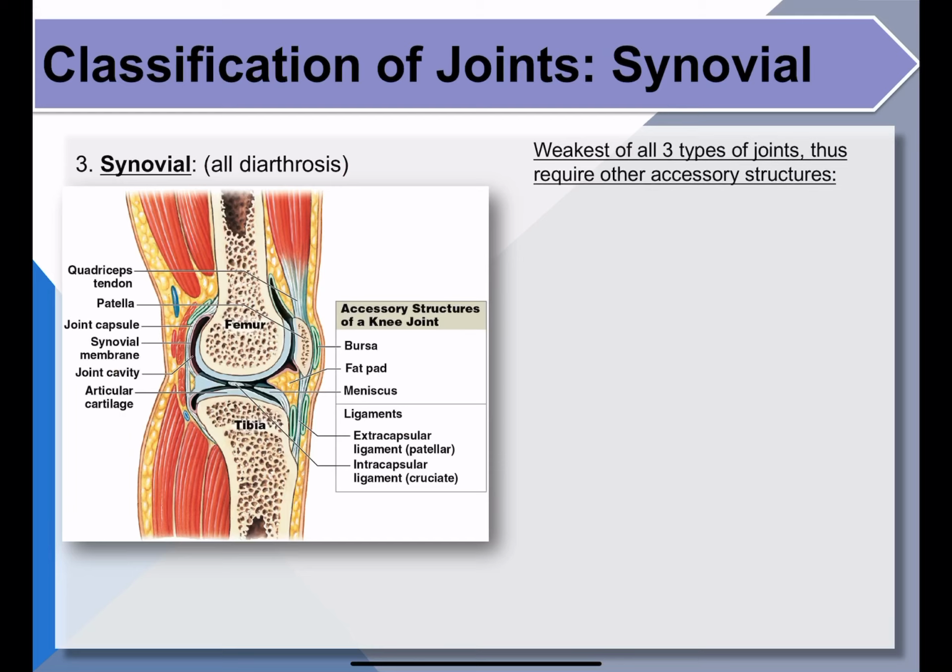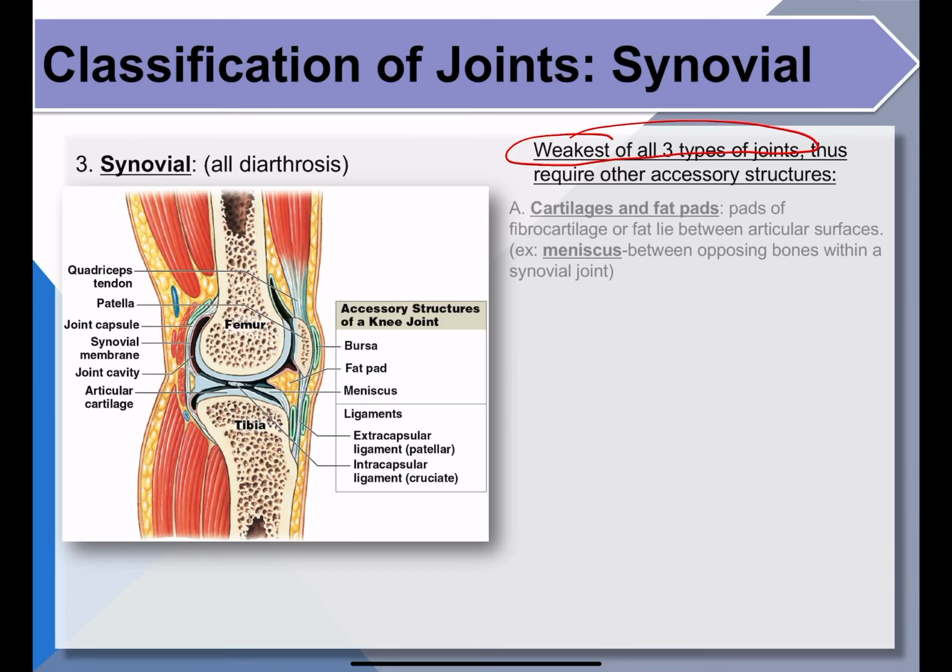Now, because synovial joints are movable, technically speaking, they're considered the weakest of all three types of joints, or most fragile, like I was saying, because they're freely movable. That means these bones can fall out of place or move out of place as well. So that's why they need a lot more accessory structures for stability purposes to keep it together. If bones fall apart, then we can no longer move. For example, like our knee, if our tibia moves out of place from our knees, then we won't be able to walk.